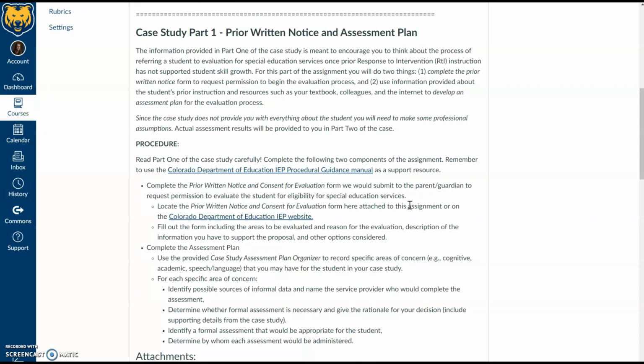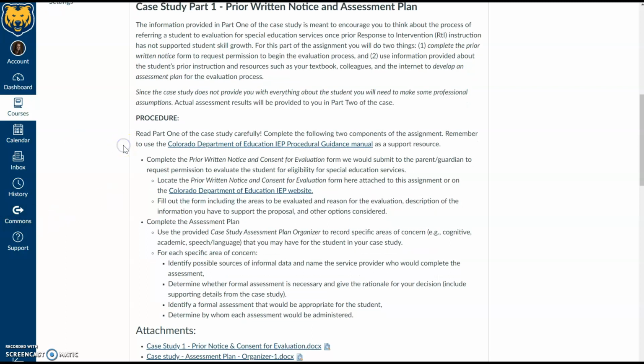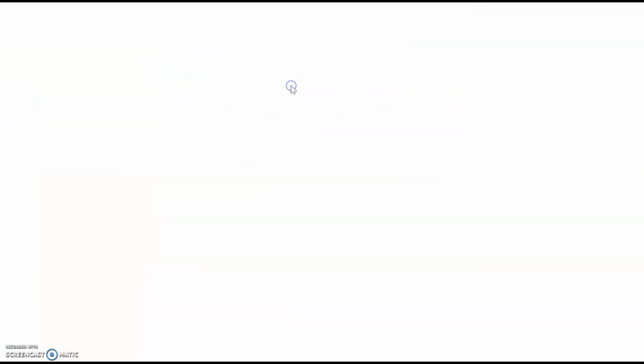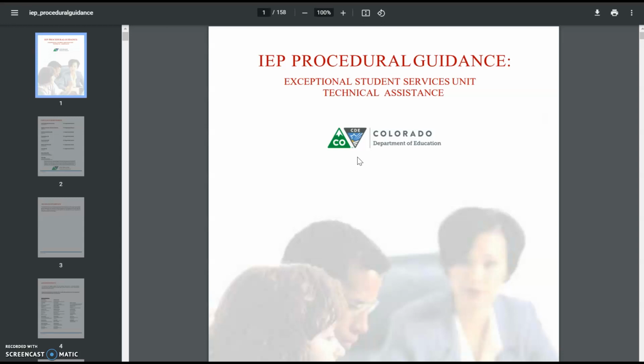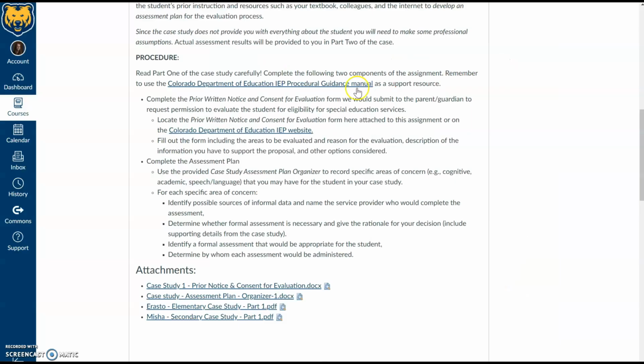So case study part 1 is prior written notice along with an assessment plan. Basically, there are 2 documents for you to fill out. So you will read the PDF of the case study that you choose very carefully. And there is a beautiful resource here, a valuable link regarding procedural guidance for the IEP. This will be your best friend throughout our course, so please reference it. It is lengthy, but that's why we've got this broken down. And right now you'll only be starting with these 2 documents.